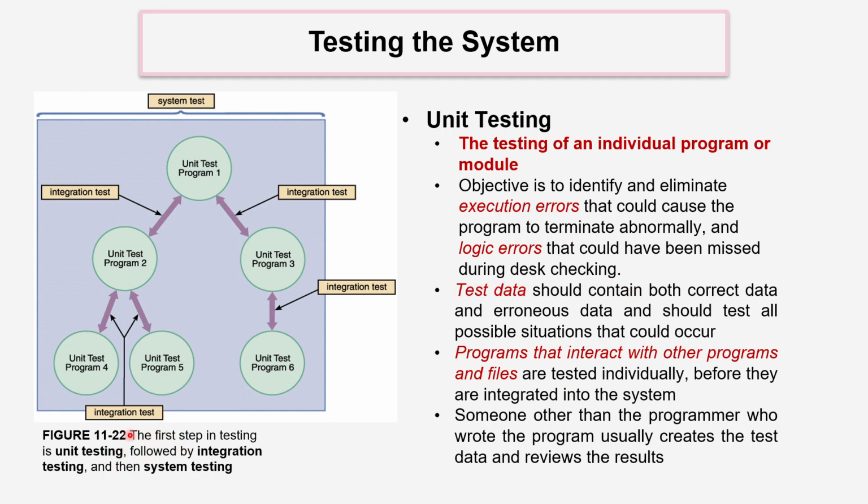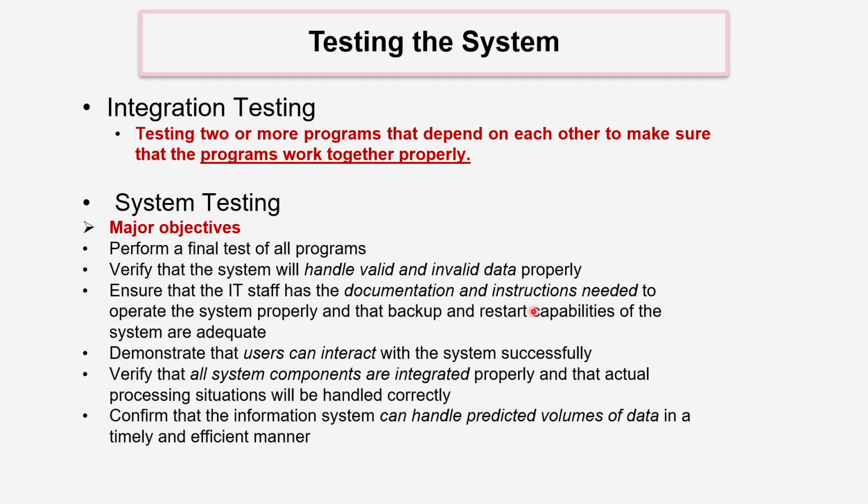So you need to remember the first step in testing is unit testing, followed by integration testing, and lastly system testing. So there are three types of testing. Let's take a look at integration testing. Integration testing is testing two or more programs that depend on each other to make sure that the programs work together properly. And the last testing is system testing.